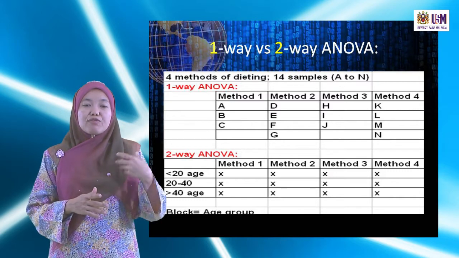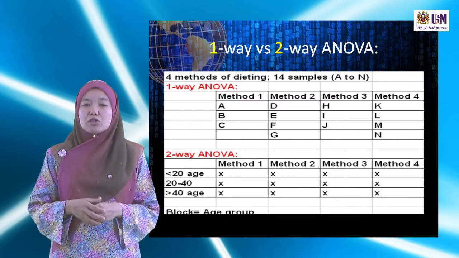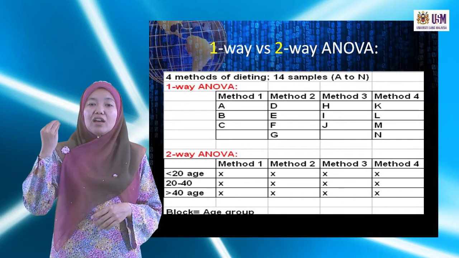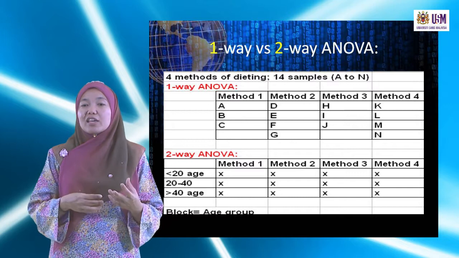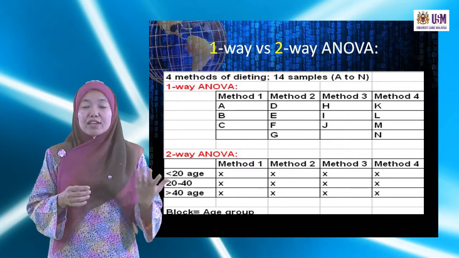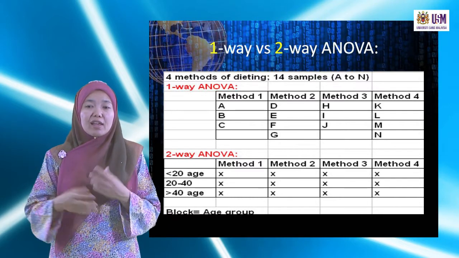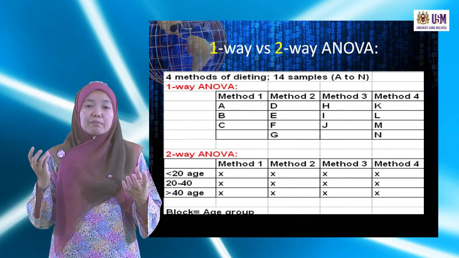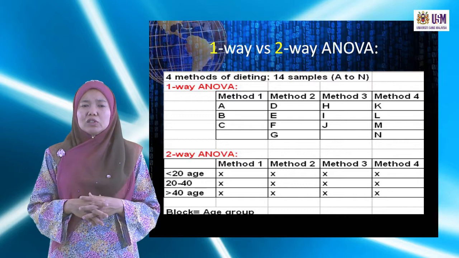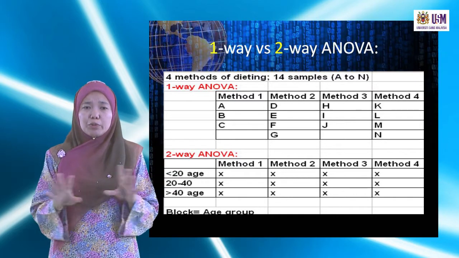So maybe for method 1, you have 3 persons under group method 1, and then you have 4 persons, D, E, F, G, for the second method, and then for the third method you have H, I, J, and for the fourth method you have K, L, M, N. So it's not necessary for the different methods to have the same sample size. Okay, so that is one-way ANOVA, to put it simply.